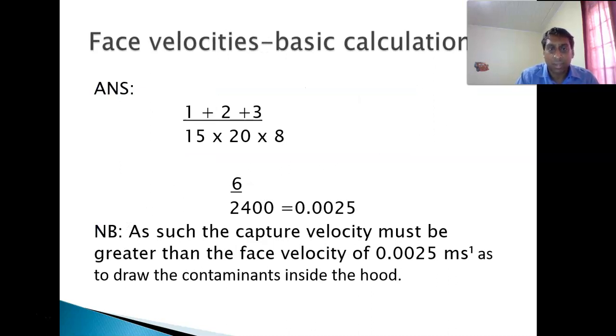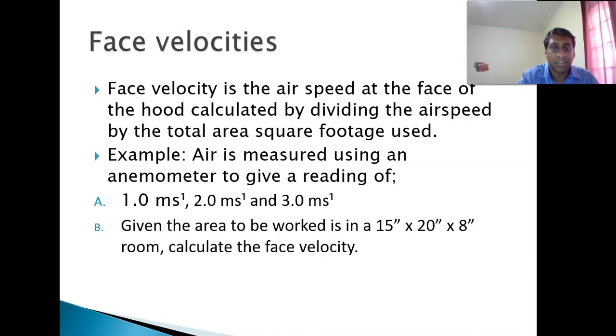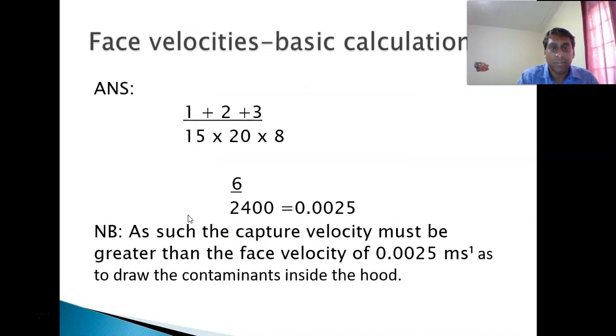So 1 plus 2 plus 3 will give you a total of 6, divided by the total area of the room. So the 15 by 20 by 8 is 2400; 6 divided by 2400 is 0.0025. As such, the capture velocity must be greater than the face velocity of 0.0025 meters per second to draw the contaminants inside the hood.